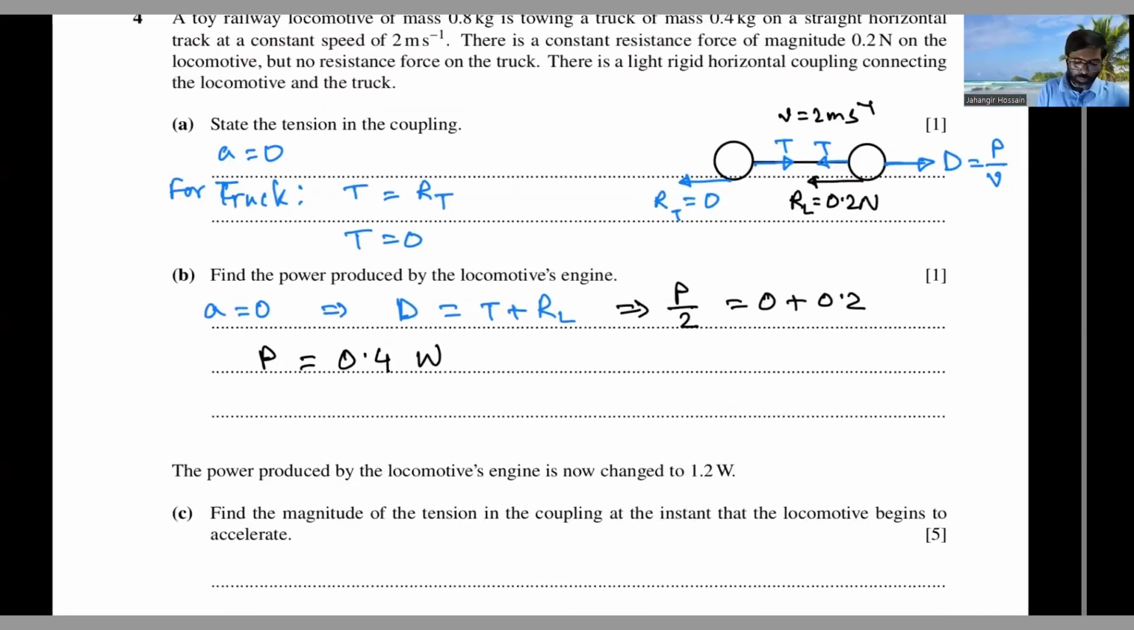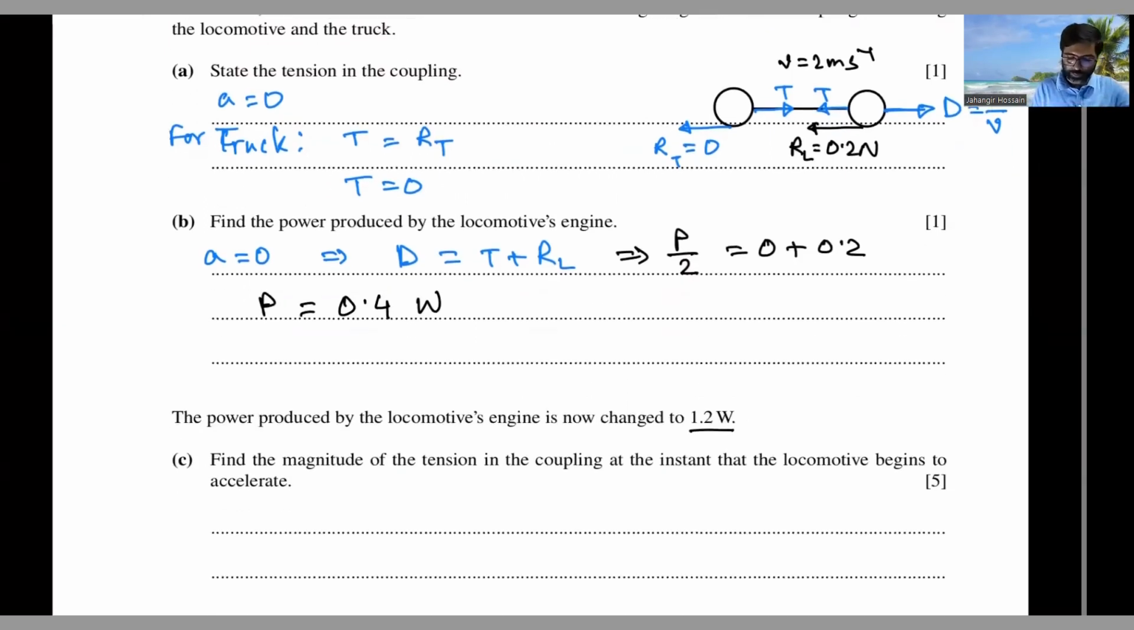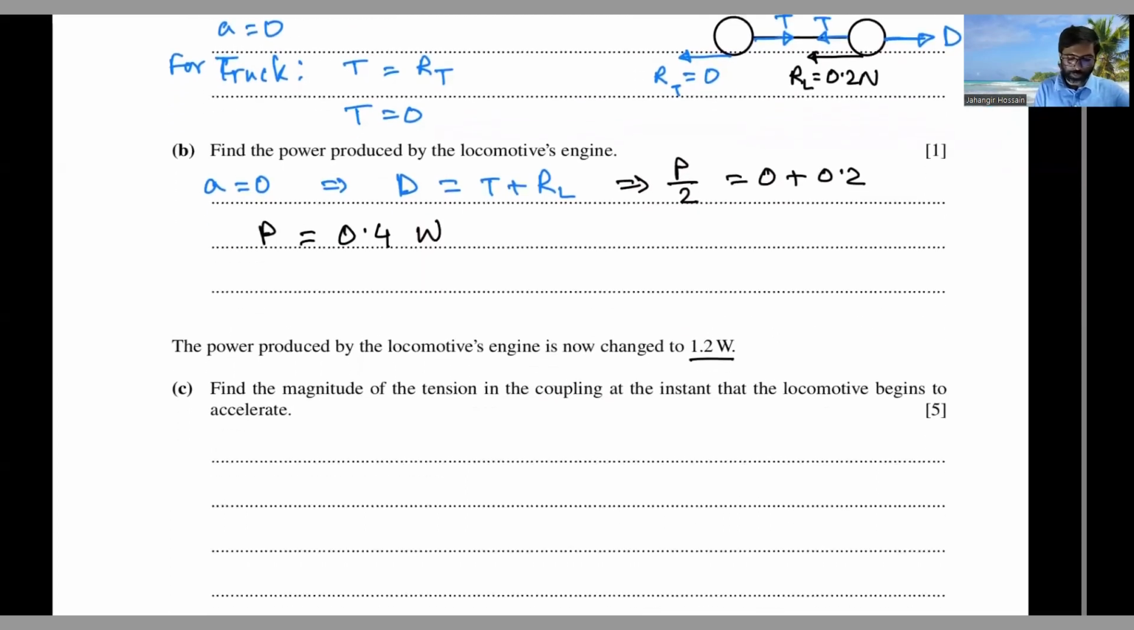In the next part, the power produced by the locomotive's engine is now changed to 1.2 watts. In that case, find the magnitude of the tension in the coupling at the instant the locomotive begins to accelerate. Now, when the locomotive begins to accelerate, the speed is still 2 meters per second, because it was initially moving at 2 meters per second. When the power is suddenly changed to 1.2 watts, at that instant the speed is still 2 meters per second and there will be acceleration.